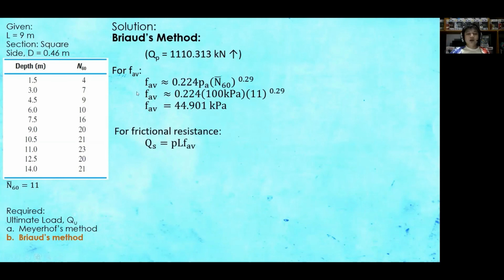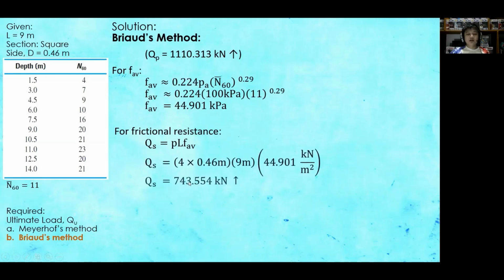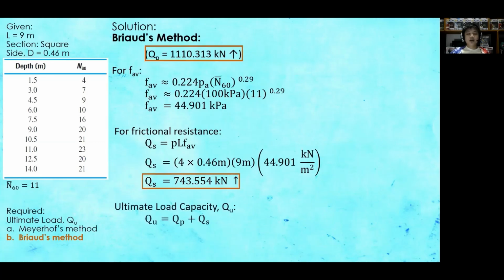And if we substitute this in the equation of frictional resistance, we then multiply it to the perimeter. So again, we have 4 sides of a square, that is 0.46 meter. Then multiply it to the length, 9 meters. Thus, our frictional resistance is 743.554 kilonewtons. And for the ultimate load capacity, we will now take the sum of the two. Thus, the value is 1853.867 kilonewtons.